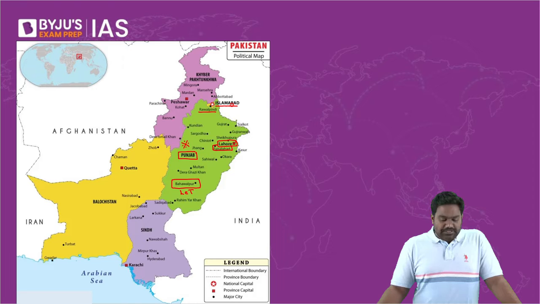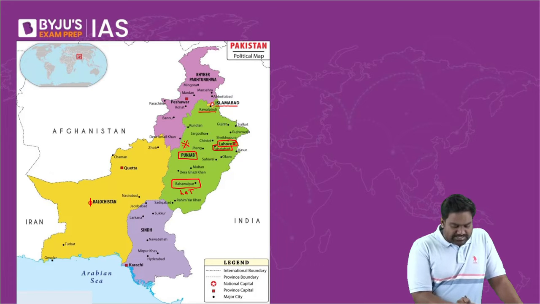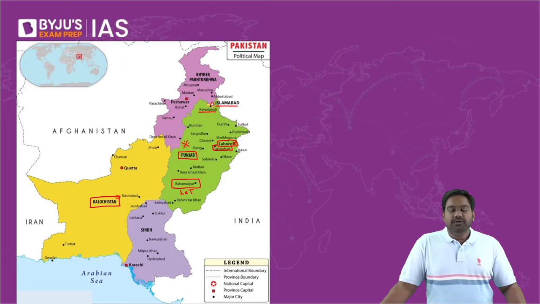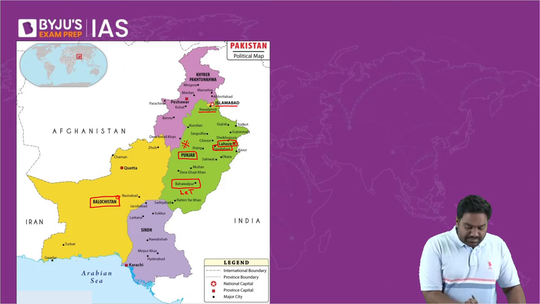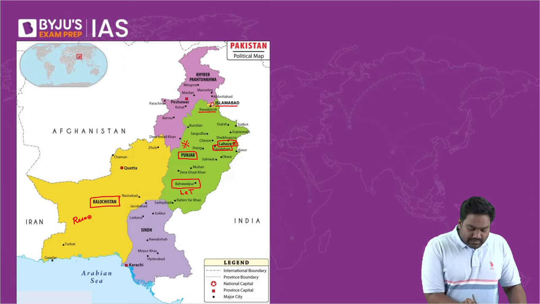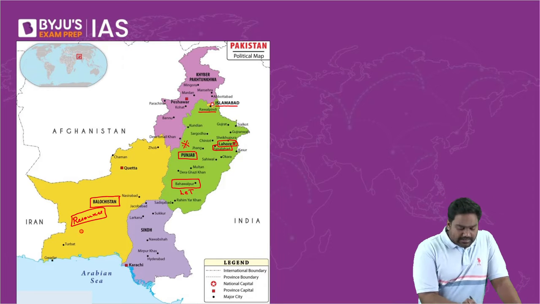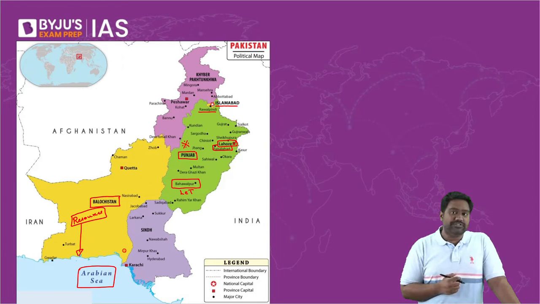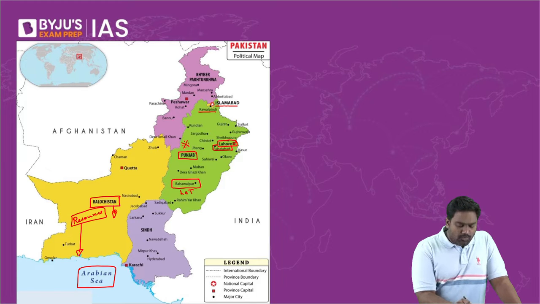Now, apart from Punjab, you have Balochistan, which you can see here, the largest province of Pakistan. Balochistan is blessed with immense resources. It has plenty of resources, and as you can see, it has access to the sea. It opens to the Arabian Sea. So the Baloch province has a large coastline, which is of great strategic significance. So this is the home of the Baloch people, the Baloch community.